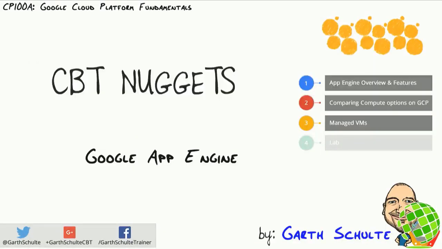In this CBT Nugget, we covered Google App Engine, which is our platform as a service offering in GCP that allows developers to just simply focus on code. Do what they do best, build applications. They don't have to worry about the underlying infrastructure that supports the application. That is all managed by Google.